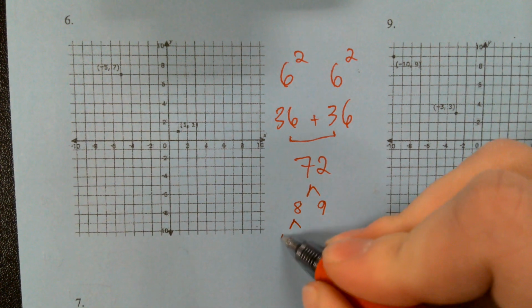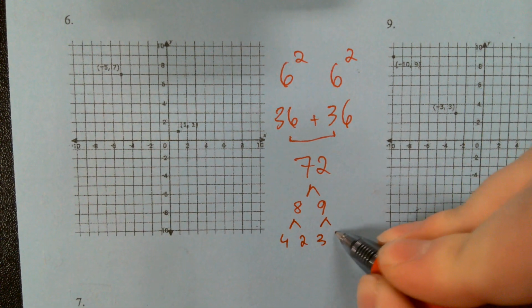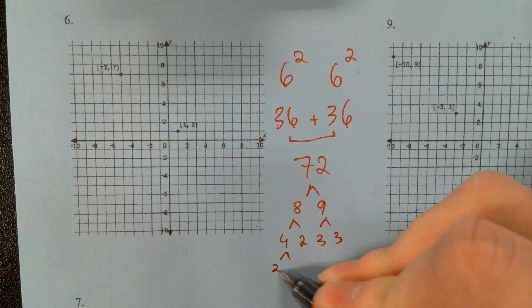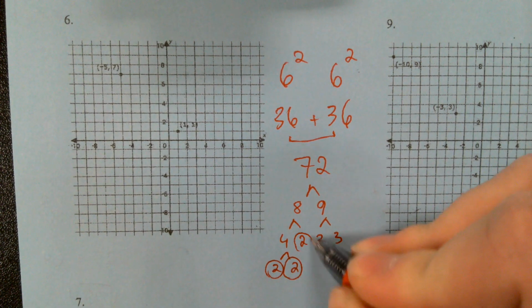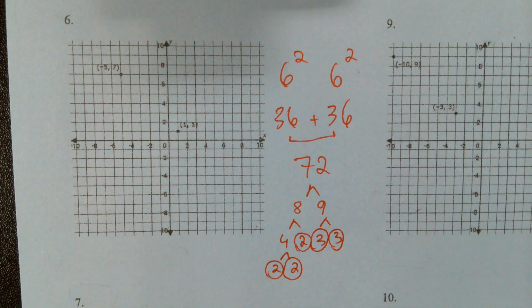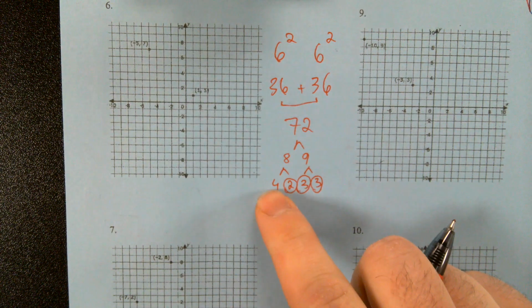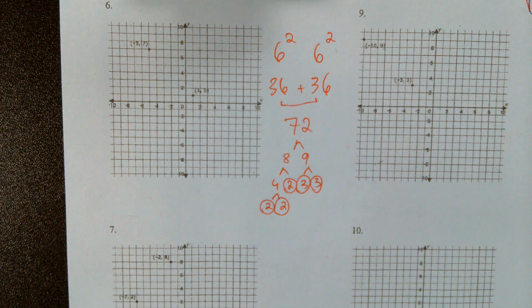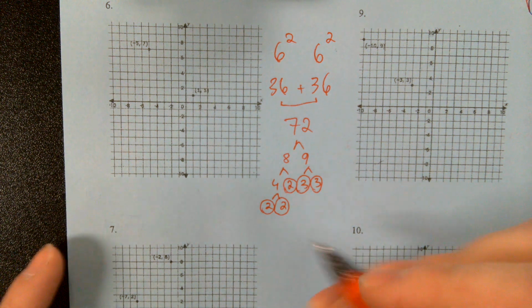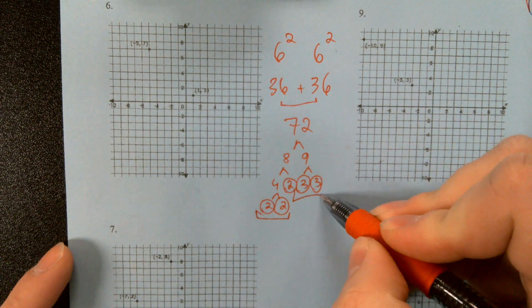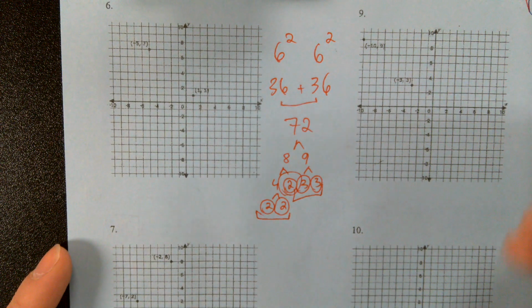Right? 8 breaks up into 4 times 2, 9 breaks up into 3 times 3, and 4 breaks up into 2 times 2 again. I've seen quite a bit of instances where people forget to break up the 4 when they're doing their factor trees. We have to remember to break it up as much as we possibly can. We got a pair of 2s and we got a pair of 3s with a single 2 left behind.